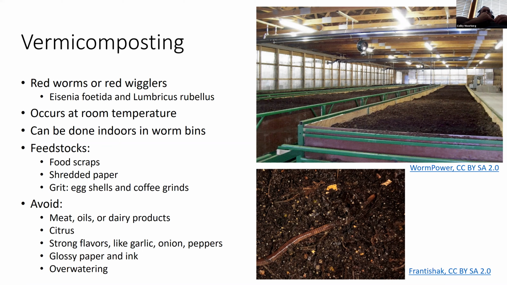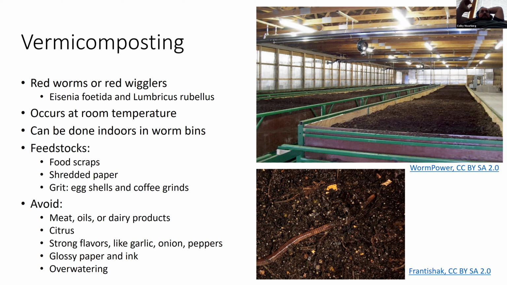Things to avoid is really anything that would go rancid. So meat, oils, dairy products. If it doesn't break down, or the worms won't eat it fast enough, you don't want it to go rancid and really start to smell up the composting bin, because usually these are indoors, and so it's going to make your house smell. Worms also don't like things that are very acidic, like citrus, and they also don't like things that have really strong flavors, like garlic, onions, peppers, and so on.